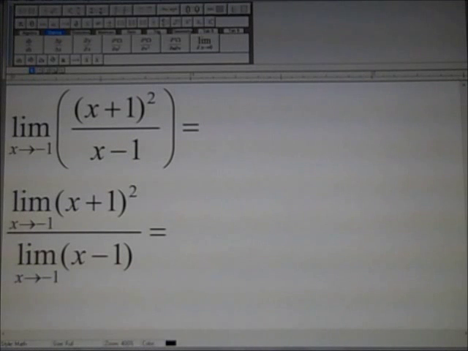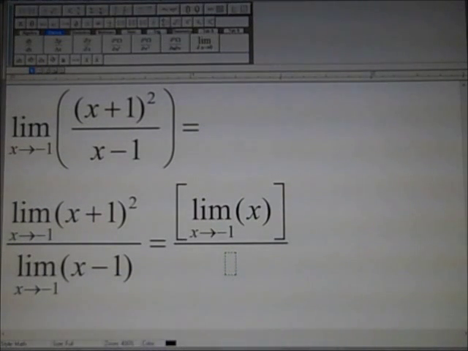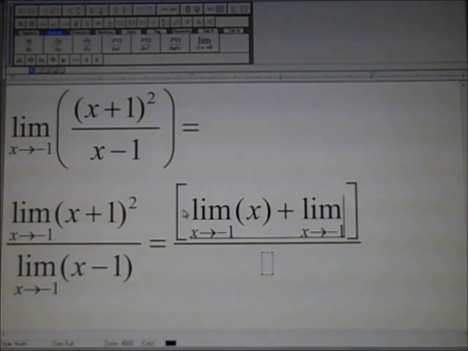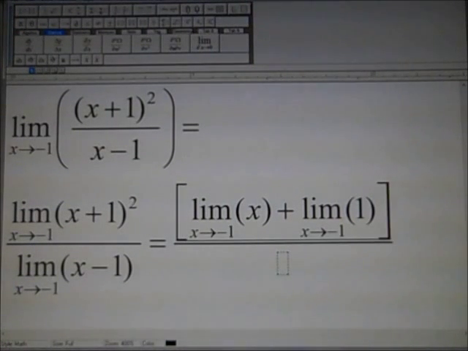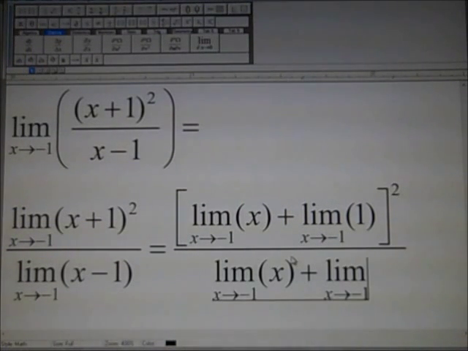Now what am I able to do with this? I'm able to bring this power out front, or out on the outside here, so I'm still going to have my quotient. If I do this, I'm going to have, let's get our parentheses right, the limit as x approaches -1 of x plus the limit as x approaches -1 of 1, and then my squared is going to be on the outside. So I use the sum rule and the power rule on this one. And then on the bottom, I can break this up as a sum, so I'll have the limit as x approaches -1 of x, and then plus the limit as x approaches -1 of -1.